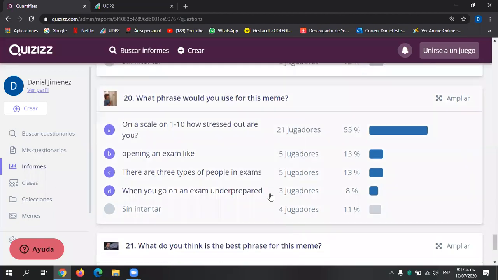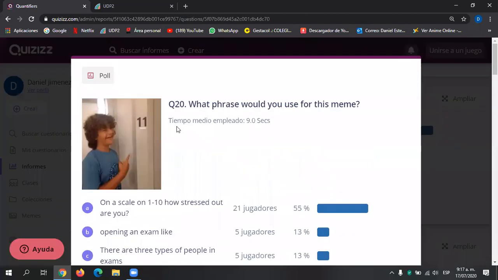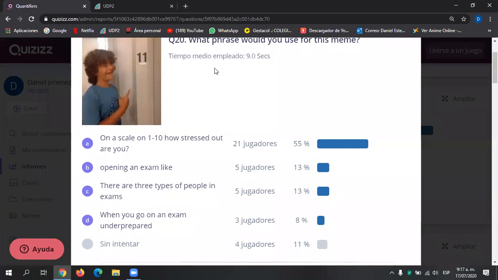Y ya por último, otros dos. Esa era la más sencilla de estas. What phrase would you use for this meme? ¿Qué frase usarías para este meme? En una escala de 1 a 10, ¿qué tan estresado estás? 11.